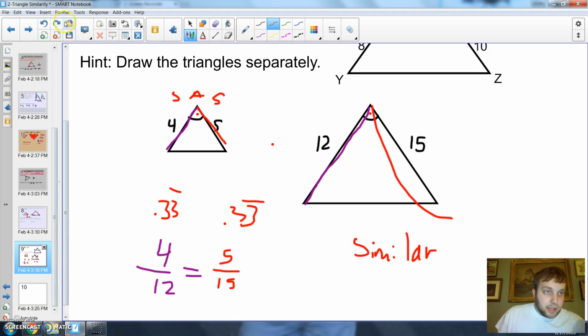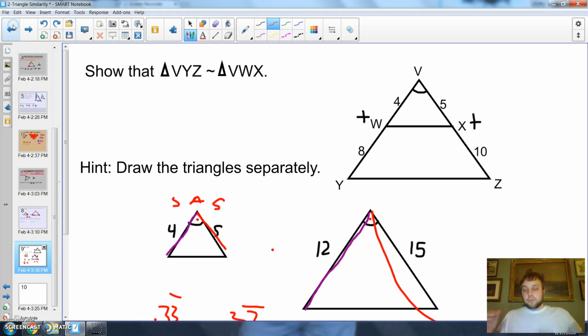Okay, I think that's it. That's it for the lesson. Remember, if all three sides are proportionate, they're similar. If you have side-angle-side, or if you have angle-angle, they're similar too. Bye.